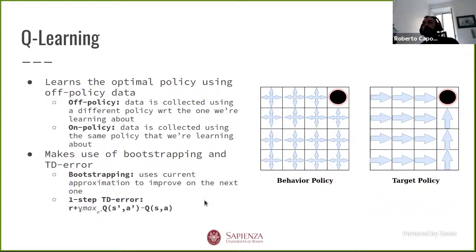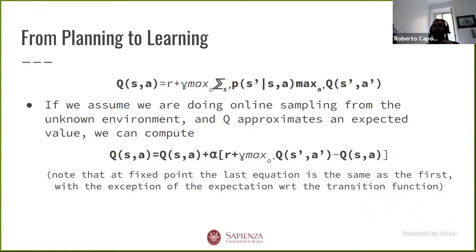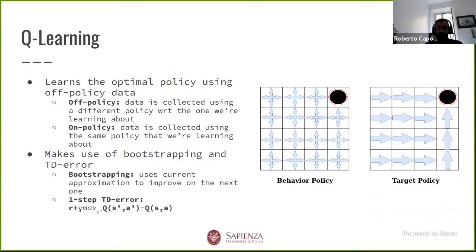Okay, so as I said, this switch from planning to learning happens in a pretty straightforward way by just assuming that we don't know the transition function and acquiring information in this online fashion. This introduces us to the Q-learning algorithm, and the Q-learning algorithm allows us to learn the optimal policy using off-policy data. So off-policy means that data is typically collected using a different policy compared to the one that we're learning about. And on-policy instead means that the data is collected using the same policy that you're learning about.